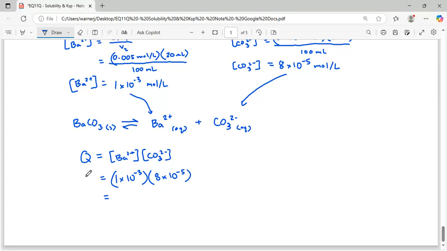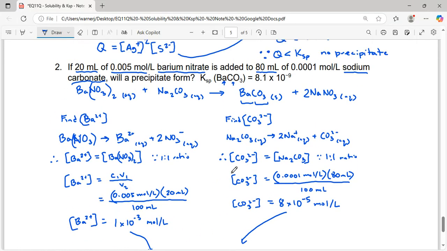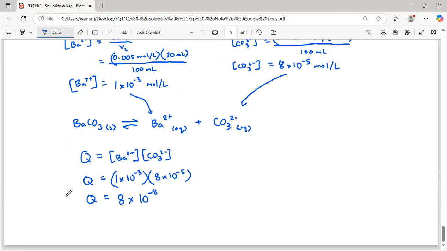Alright, and so that's going to let us find Q. I don't need a calculator, it's 8 times 10 to the negative 8. All right, so I've got my Q value. Now I want to go back and compare to Ksp. Ksp is 8.1 times 10 to the negative 9. So now it's just doing a comparison, right? If I look at these two things, Q is clearly larger than Ksp. So this is a scenario where we're going to get a precipitate.